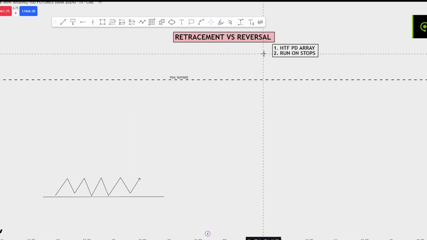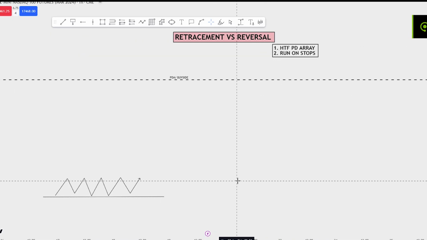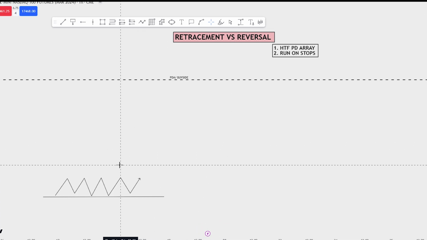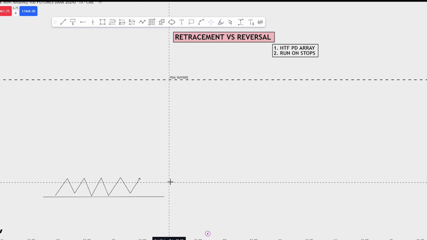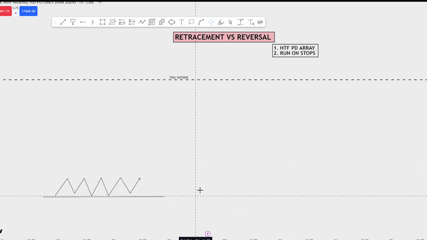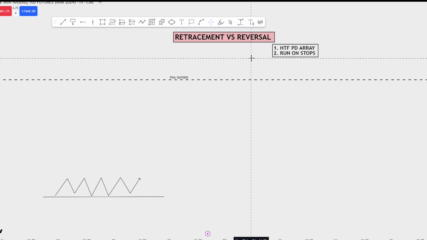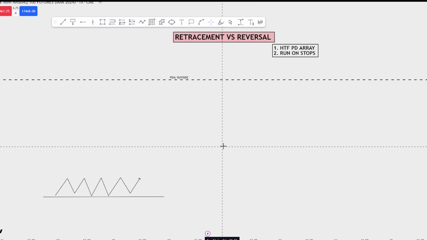Yup, this is going to be a video on retracement versus reversals. Let's just get straight into it. One thing I would like to stress is that you would like to know your draw, and the reason for that is because it's less likely for you to know what will be the retracement versus the reversal.